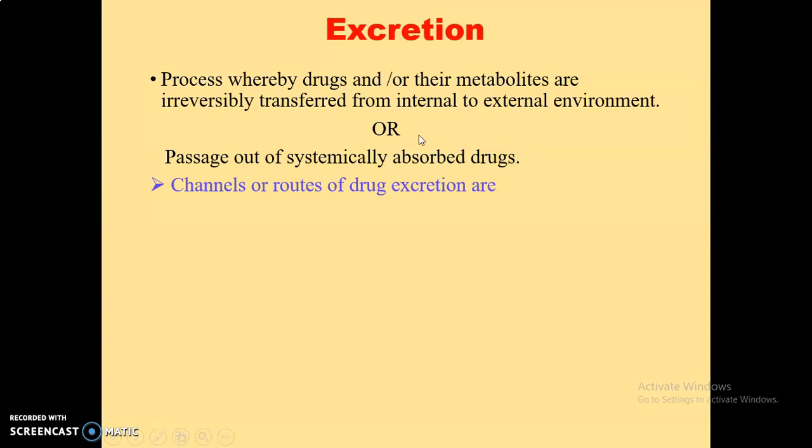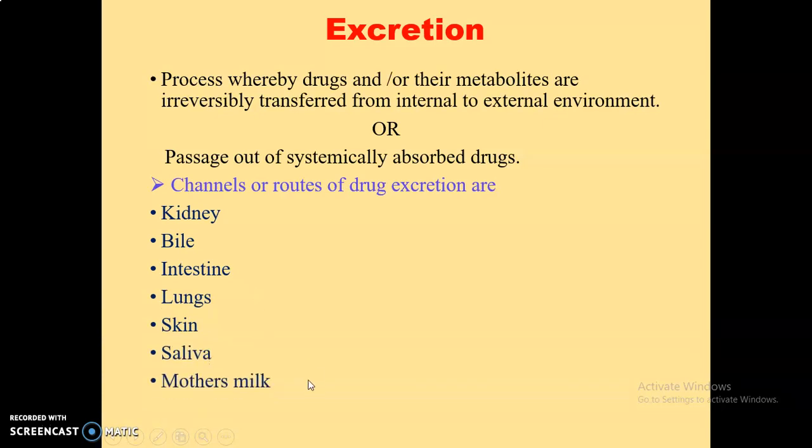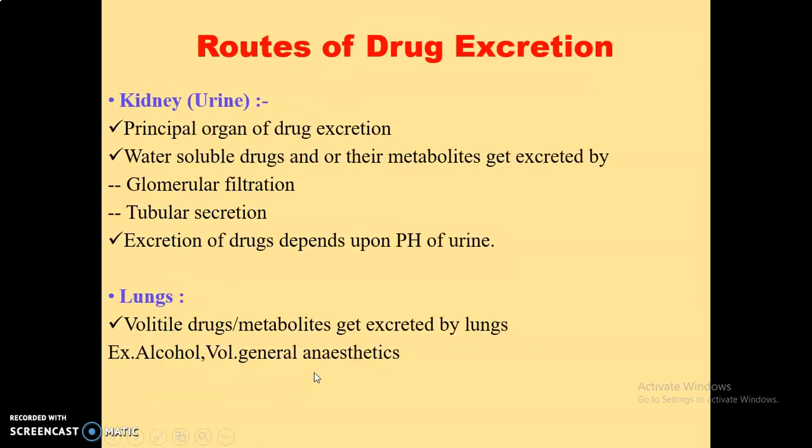So after producing action, there is no use of that metabolite or drug inside the body. If they remain for a prolonged period within the body, they may cause toxicity. So it is necessary that after producing action, the drug or metabolite should be excreted by any suitable route of excretion. Drugs get excreted by a number of routes or channels. Here we have mentioned the channels of excretion: kidney, bile, intestine, lungs, skin and saliva. And the last one is mother's milk, through which drug is excreted outside the body.